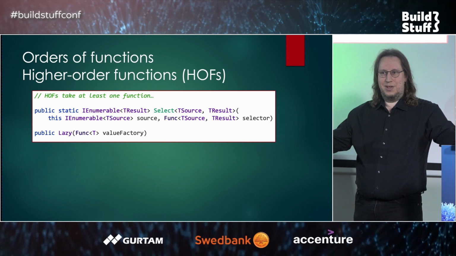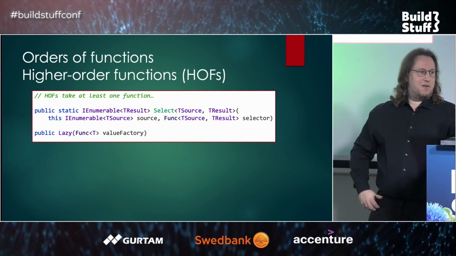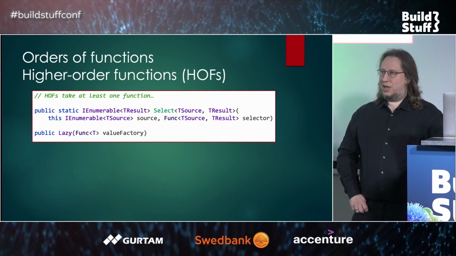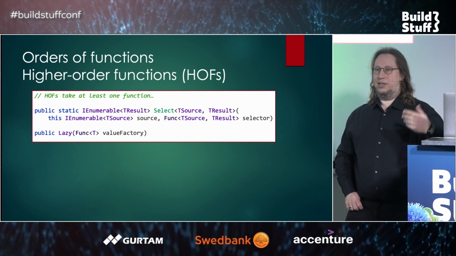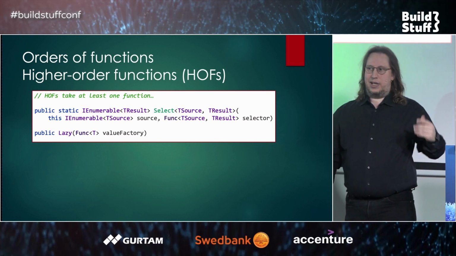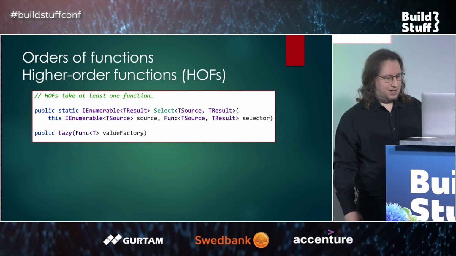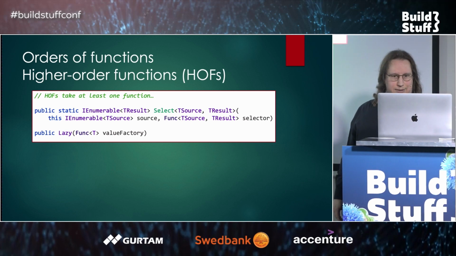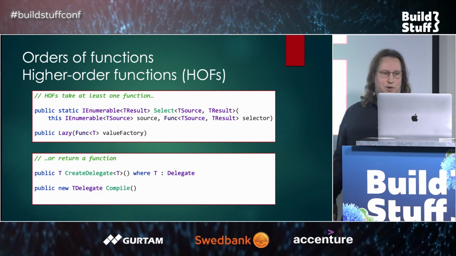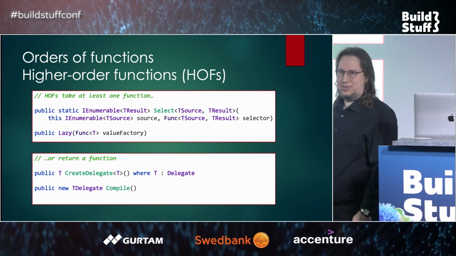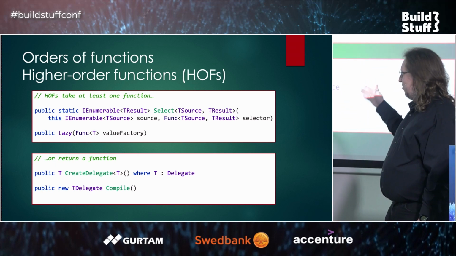It's deferred evaluation. So instead, we're giving it a value factory, a Func of T that, when called, will produce some value of type T, and then the Lazy can just cache that and keep returning that. So that's one thing. The other thing, a higher-order function might return functions. And we're going to see more of this.